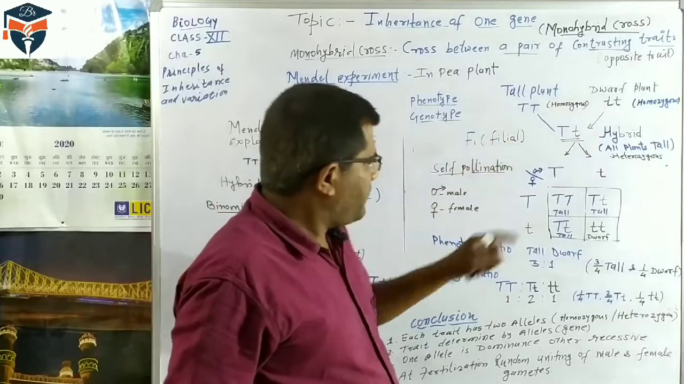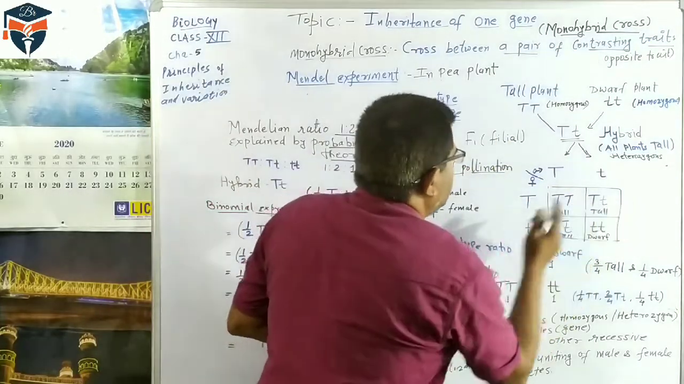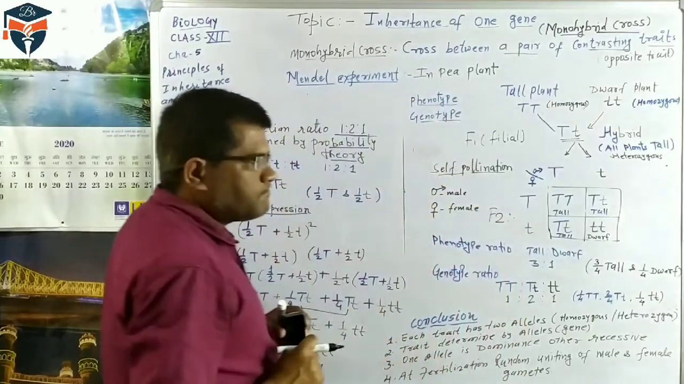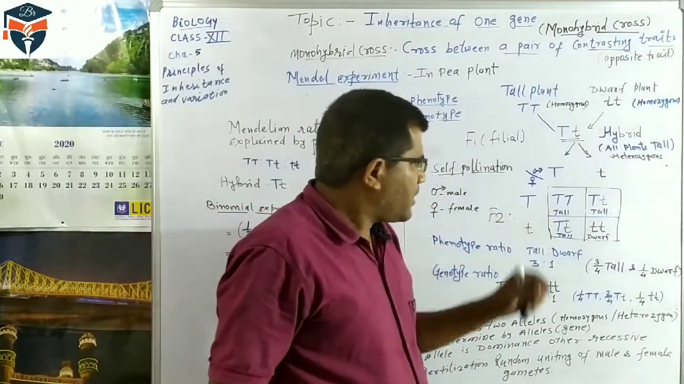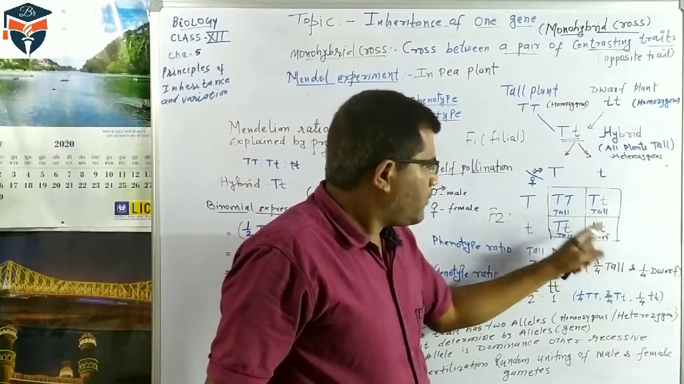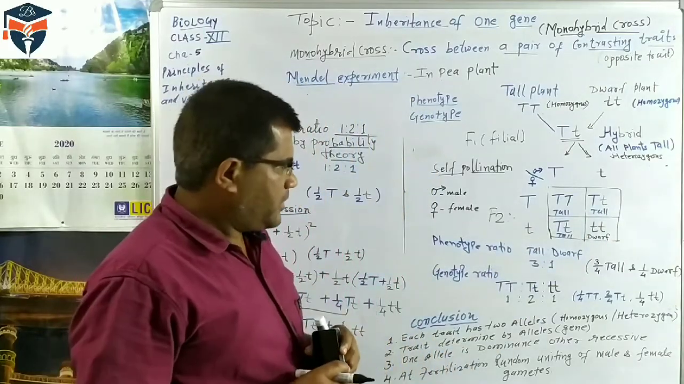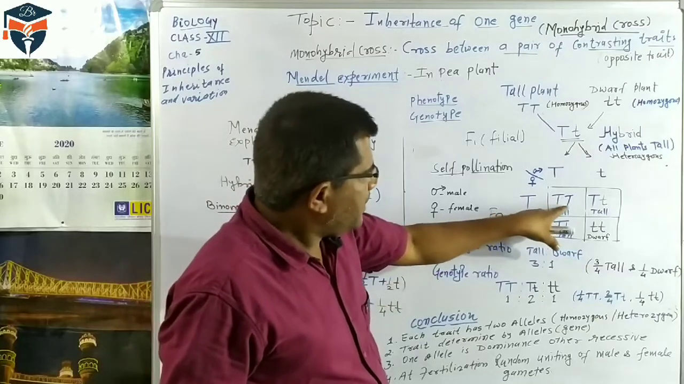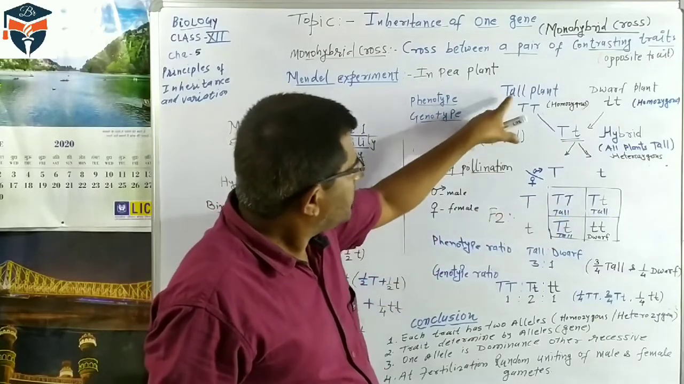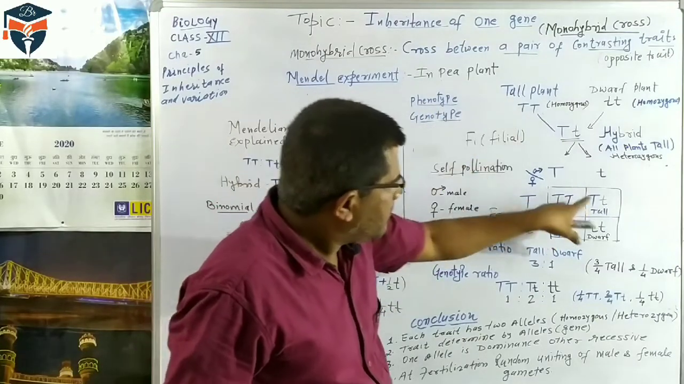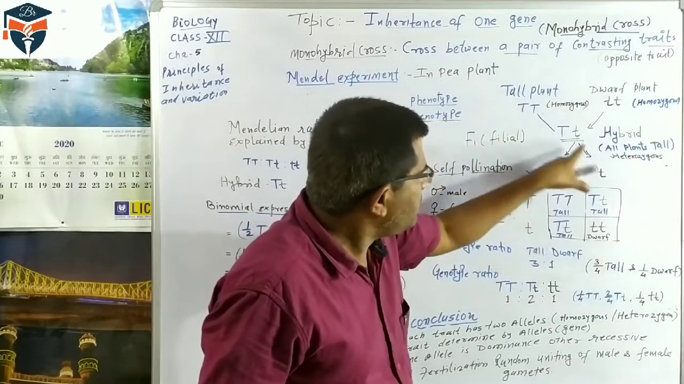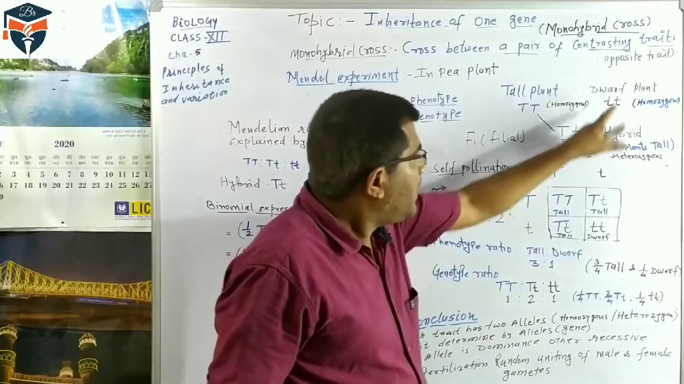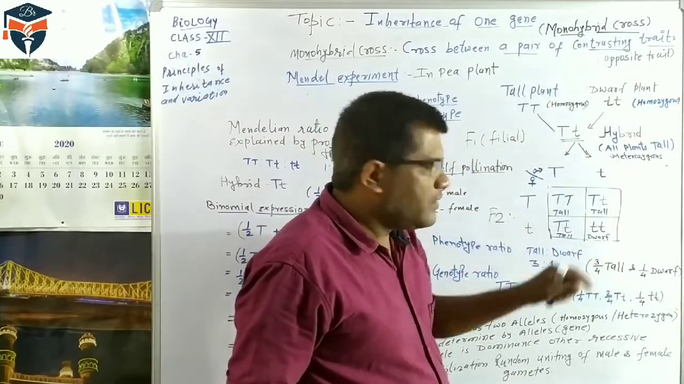By this self-pollination, all these progeny are obtained. These are the F2 generation. In the F2 generation, we are getting 1, 2, 3, 4, it means 100% progeny. Out of 100% progeny, what happened? Capital T capital T means tall plant. Capital T small t is also a tall plant. And small t small t are the dwarf plant.